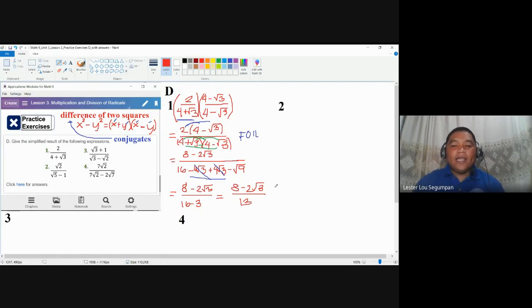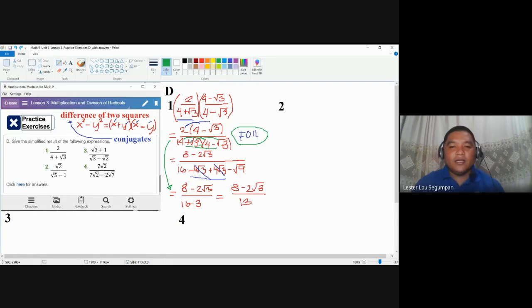Okay? Let me go back to the FOIL method. You may use this as part of your checking, but of course, you could just skip this process and, just after the second step, proceed to the last step, because we all know that they are conjugates and they should return to a difference of two squares. In short, this is the FOIL method that we used here. But even without using the FOIL method, you can simply use the difference of two squares.